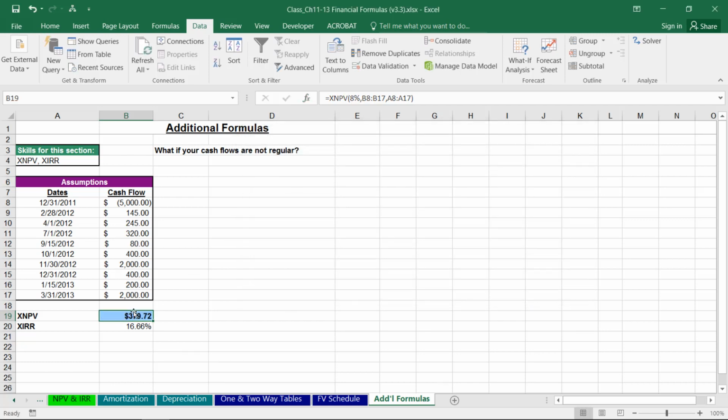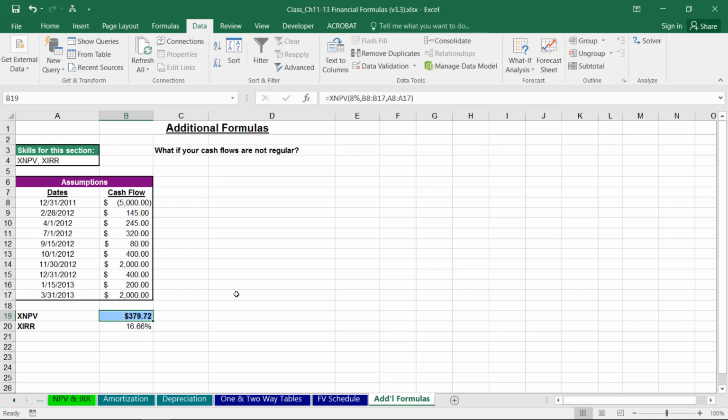Another way of looking at this is if I click on here and hit my F2 key, I can see these values highlighted in blue and these dates highlighted in red. So it looks like we've got a positive net present value, so we must be getting better than our 8% that was our cost of capital in that formula.